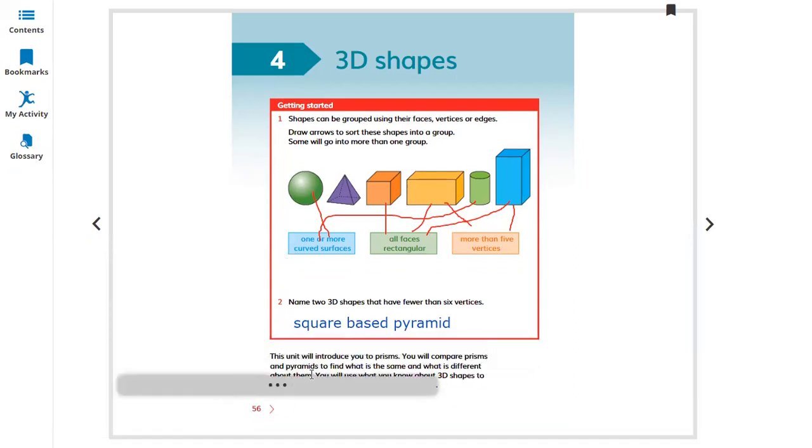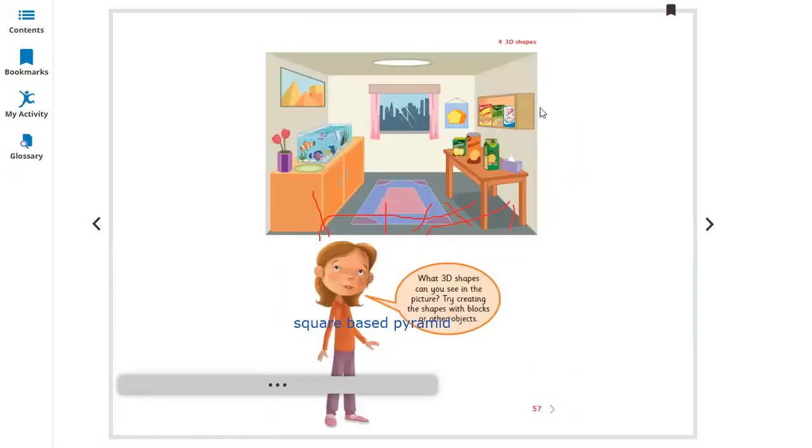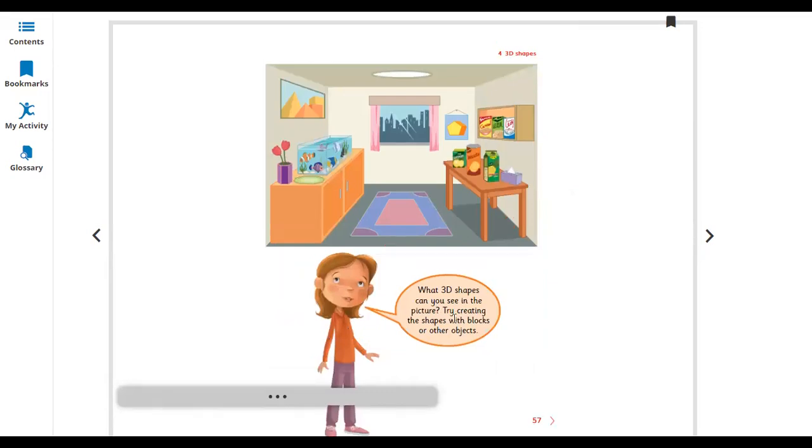Let's move to the next page. Page number 57. What 3D shapes can you see in the picture? Try creating the shapes with blocks or other objects. Yeah, you can make different shapes like cube, cuboid with the help of blocks. So here we can see mostly cube and cuboid shapes. This one cuboid, cube, all the boxes, this one cuboid. So on the table also, this one. So we can see different cube and cuboid shapes here in this picture, different home items.